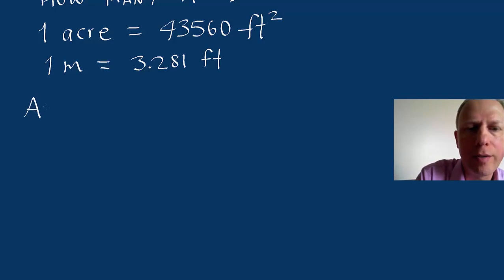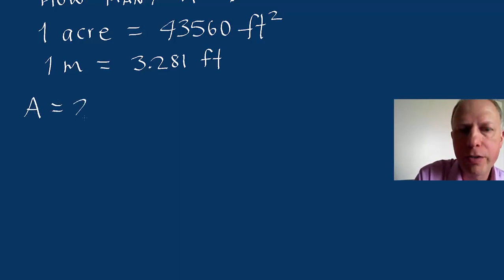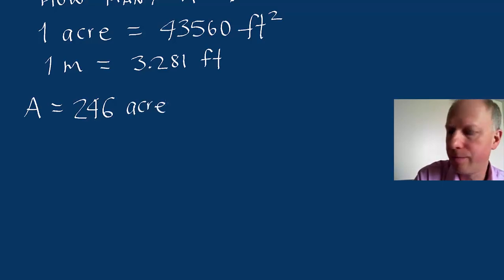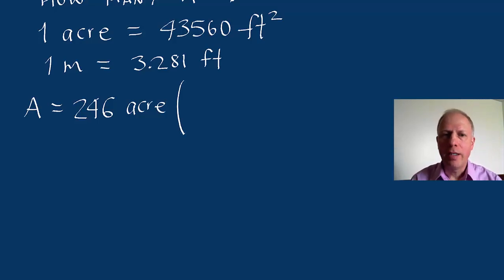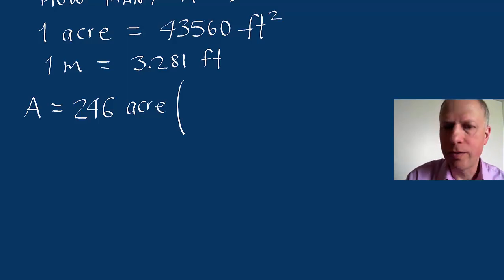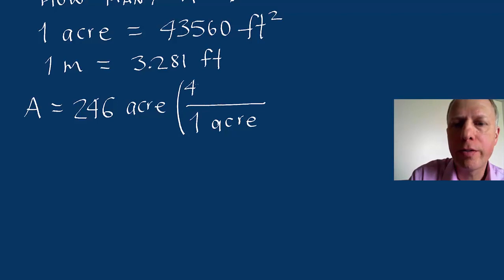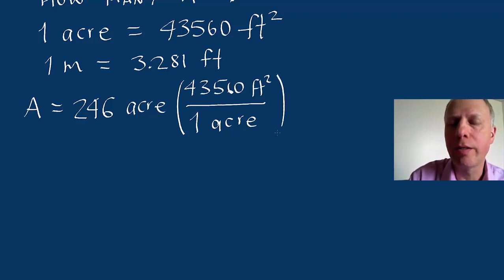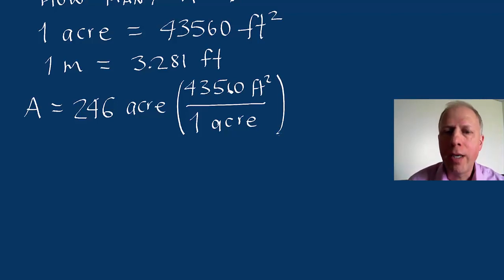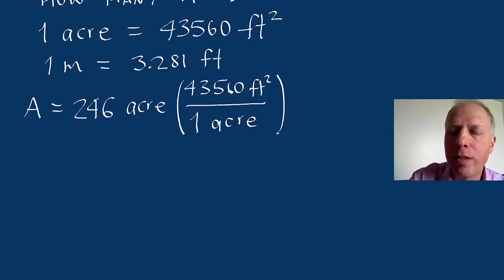So I'm going to multiply by 1. The area of the campus is 246 acres. And I need to do multiple steps now. In order to get rid of the acres, I should create a fraction that has 1 acre in the denominator and 43,560 square feet in the numerator. That would put my result into feet squared, but I want meters squared.